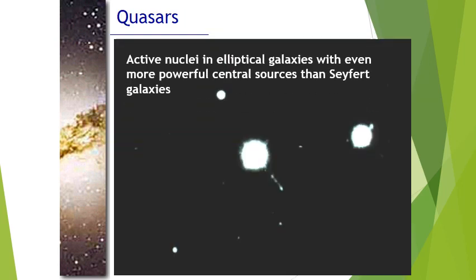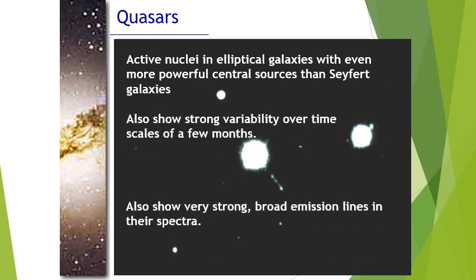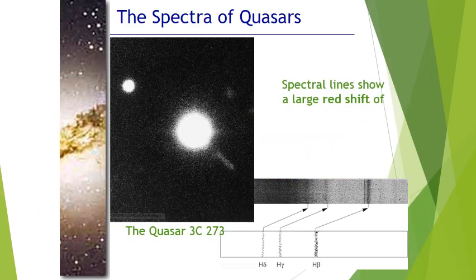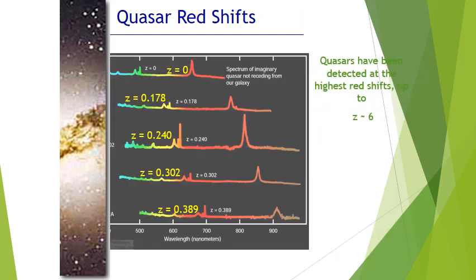Quasars are the next topic of study, and again, these are active nuclei, and these are from very, very distant galaxies. These are very bright galaxies, but they're also very distant galaxies. And we can see that because of the large amount of redshift that's going on. That tells us that these are very, very distant galaxies.